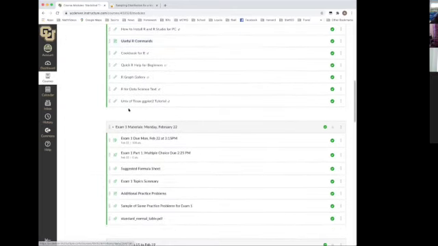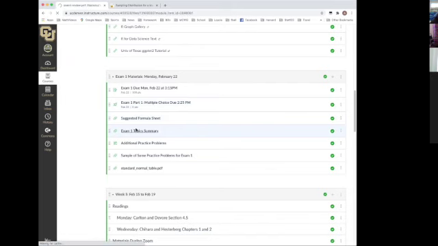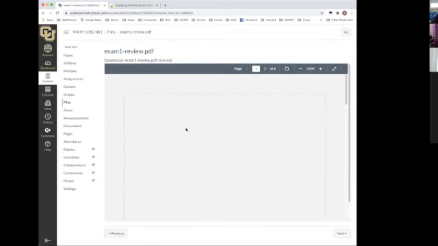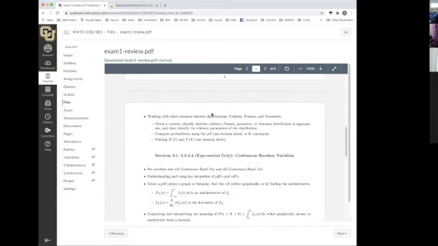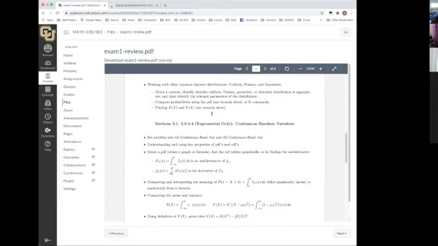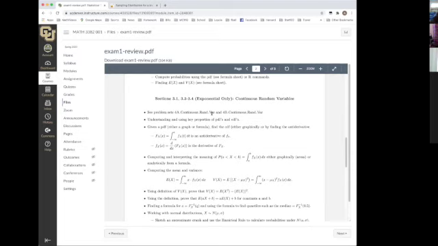There's another document. This just gives you a list of the various topics that we've covered and in what sections of the textbook. So if you just want to make sure you're checking off all of the concepts that we've covered, they're listed over here. Again, this is just a list of topics. It doesn't necessarily go into any of the examples.